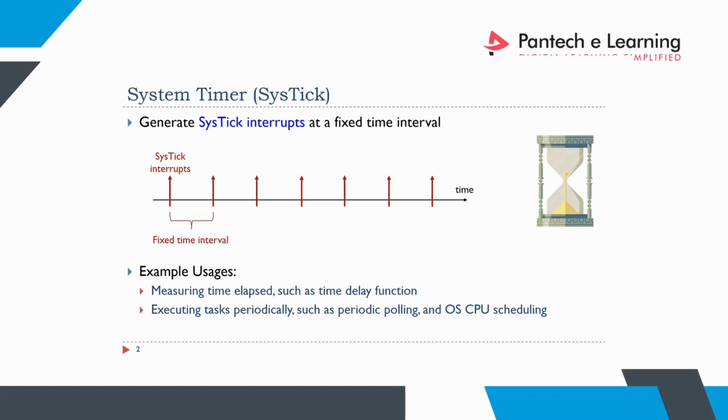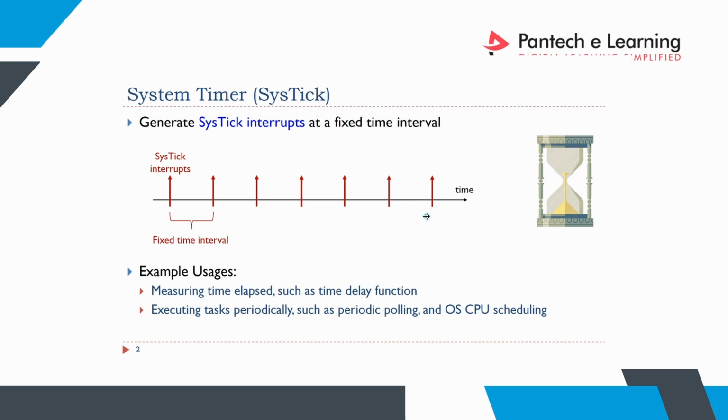So what is a system tick, generally? It will generate an interrupt at a fixed time interval. So what it is going to do is generate an interrupt at a specified time interval. I will show what that specified time interval is.